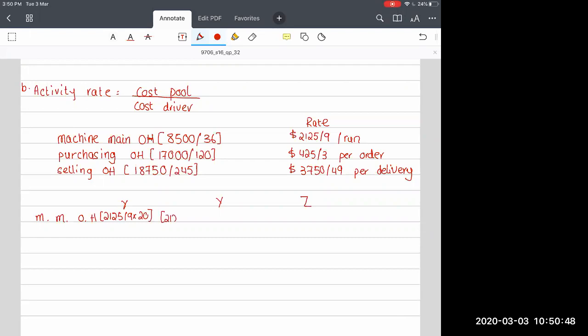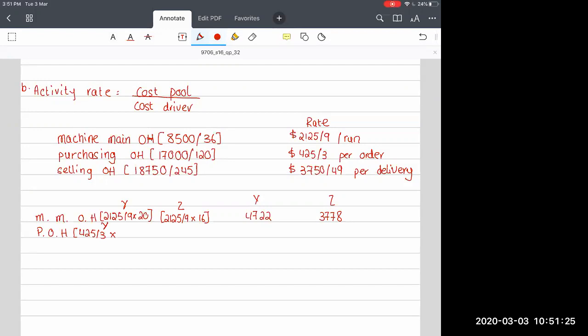That comes to 4722. And for Z, it comes to 3778. Activity rate को हमने multiply किया है with the number of production runs. Machine maintenance overheads के बाद, the next is purchasing overheads. Purchasing overheads का activity rate is 425 divided by 3.